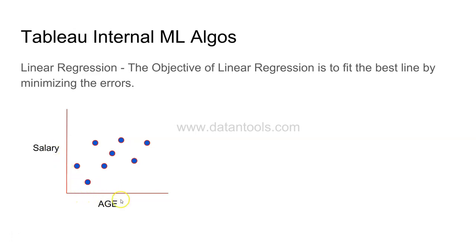As you can see, this indicates that as age is increasing, if you look at the salary on the y-axis, you will see that salary is also increasing. That's a simple example I wanted to show you to give you an idea of linear regression.